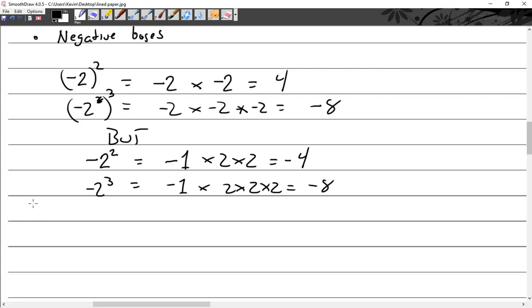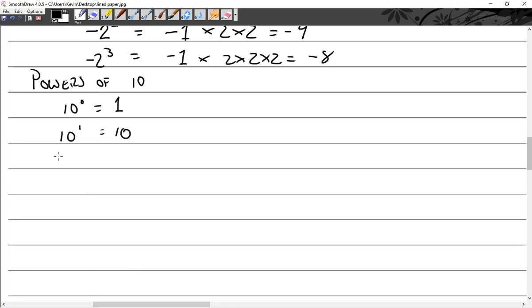All right, powers of 10. We should know this. 10 to the 0 is what? 1. 10 to the first power is 10. Then 10 to the 2 is 100, and 10 to the third is 1,000. In some ways it seems a little confusing.